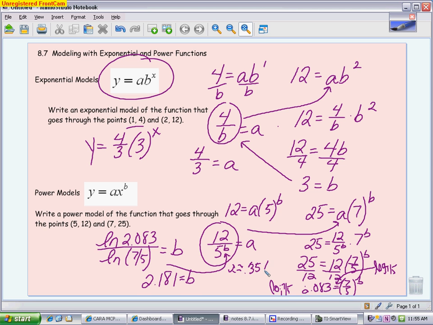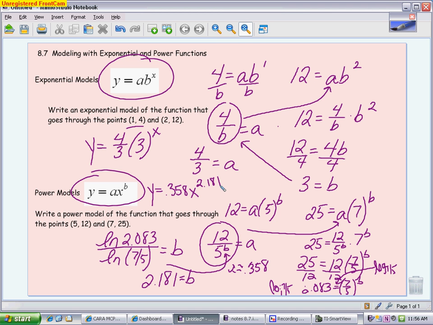As you can see, solving or writing a power model is definitely more involved than writing an exponential model because it uses logarithms. So now I know A, I know B. My final step is to just put them back into my original model. So my original model, when I put them back in, will be y equals A was 0.358, x to the B was 2.181. You should expect a little bit messier answers with power.